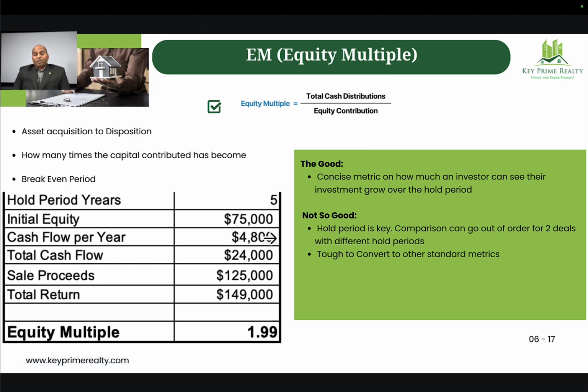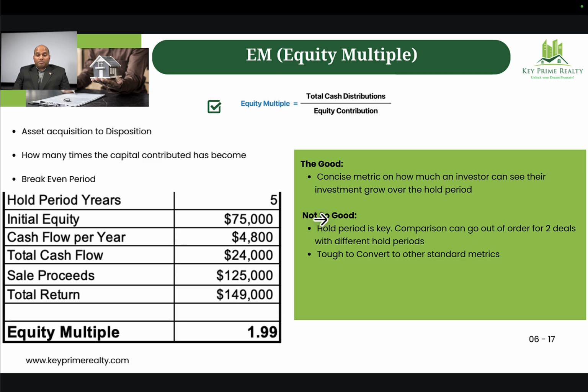If you want to compare different investment vehicles, which investment vehicle will give you this kind of return, a 2x multiple in 5 years? Not so many. So that means this deal does make sense. Okay, so that's equity multiple. It's a concise metric on how much an investor can see their investment grow over the whole period. If you're borrowing or looking for a partner, this is a good way to present. Hey, if you put in this much, 75k now, after 5 years your 75 will become 150. So that's a good way to present this deal.